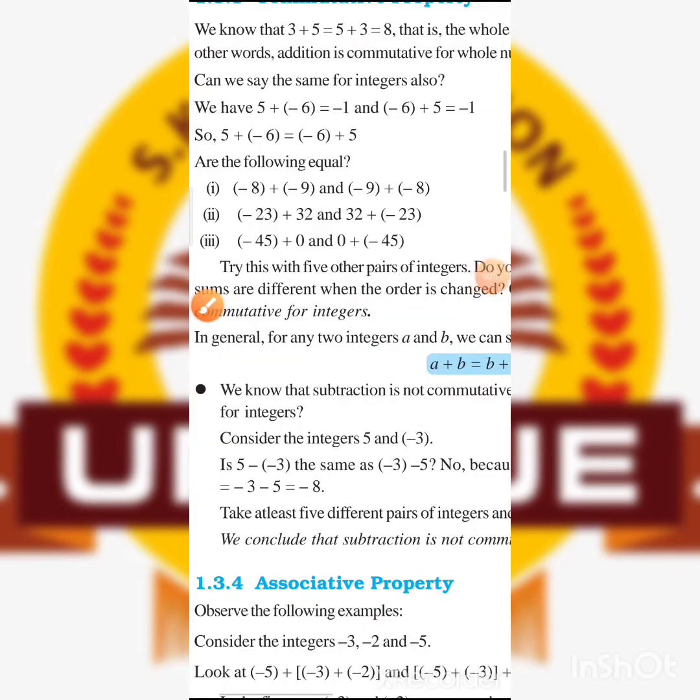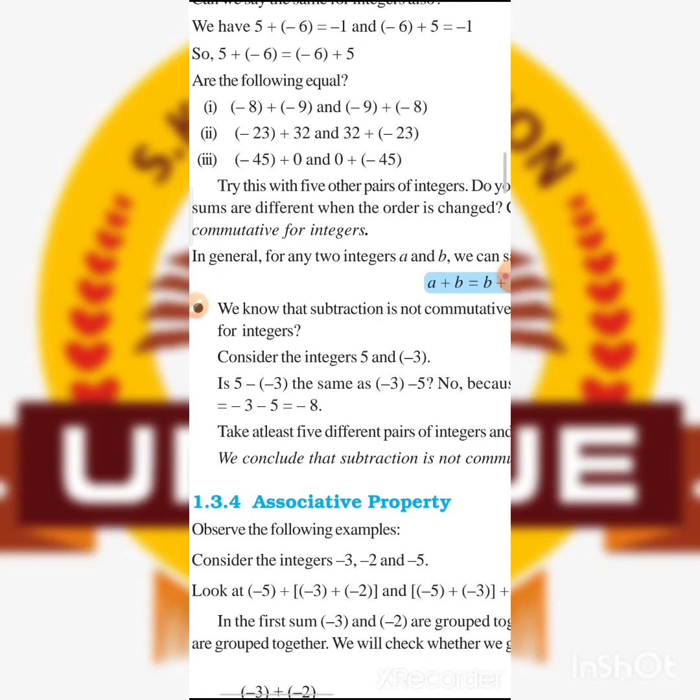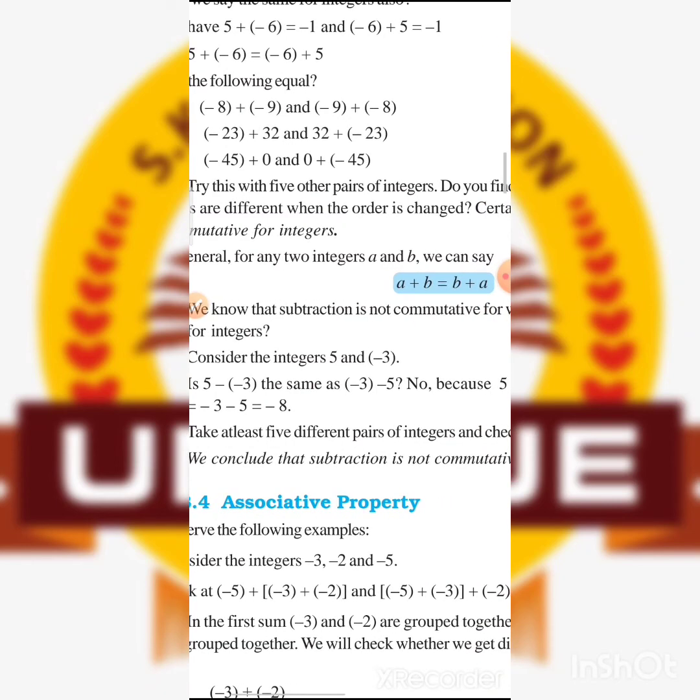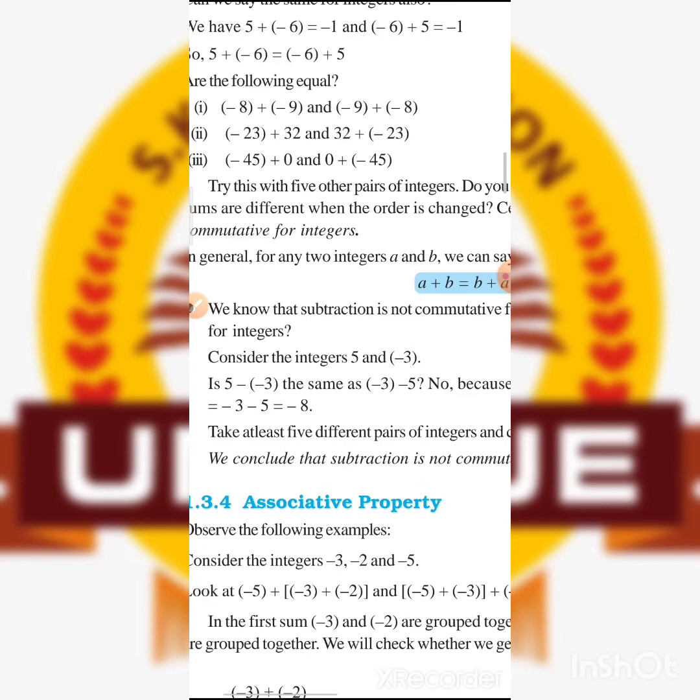Okay, now let's check the same process for subtraction. We know that subtraction is not commutative for whole numbers. Let's check for integers. Consider two integers, 5 and minus 3. If we subtract them, the answer would be 5 minus, in bracket, minus 3. In the middle, minus minus is plus, so 5 plus 3, the answer is 8.